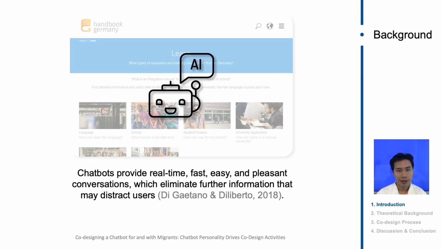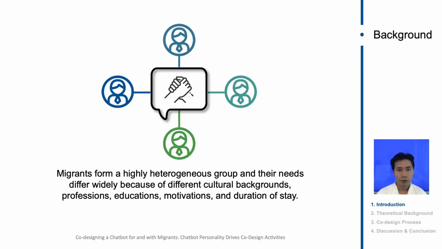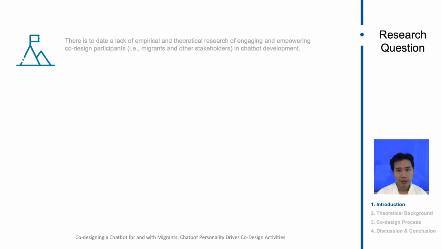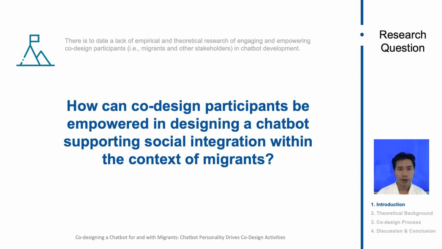Chatbots are considered as an alternative to enhance the information-seeking experience through easy and real-time conversations. When designing products for migrants, the diversity of migrants requires co-design where different voices can be heard to achieve a holistic understanding of them. However, in the HCI community, there is a lack of research on empowering migrants in co-designing chatbots. This brings us to the core question of our research. How can co-design participants be empowered in designing a chatbot, supporting social integration within the context of migrants?